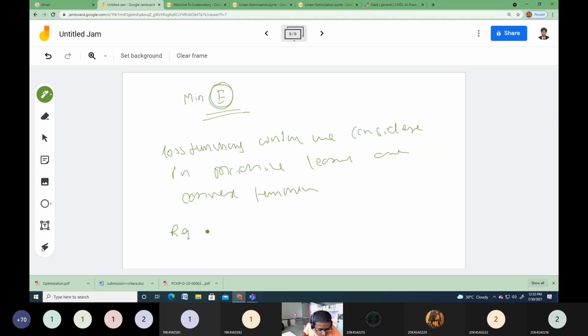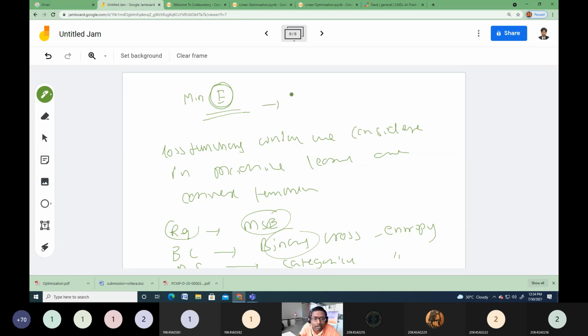In case of the regression problem, we considered mean square error. In case of the binary classification problem, we considered binary cross entropy loss function. If you take the multiple classification problem, then we use categorical cross entropy. So whatever type of loss function you considered, it is a convex function. That means your objective function is a convex function.